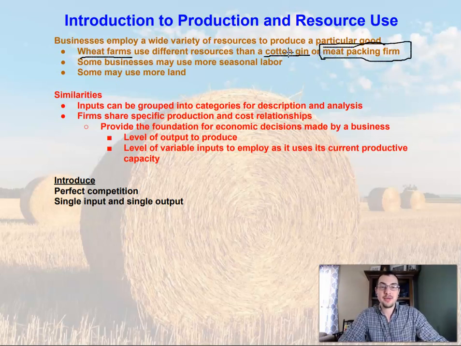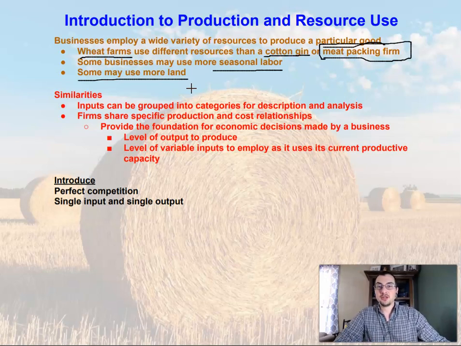How does a meat packing plant differ from a cotton gin or from a wheat farmer? In each case, they're each going to be using their own recipe of resources, a wide variety of resources to produce that particular good. For example, some businesses may use more seasonal labor, whereas some may require more land. Each business is going to be different with those resources, and they're going to be trying to use them in order to accomplish a specific goal, and that is to maximize their profit.